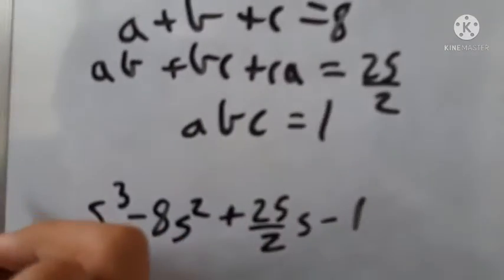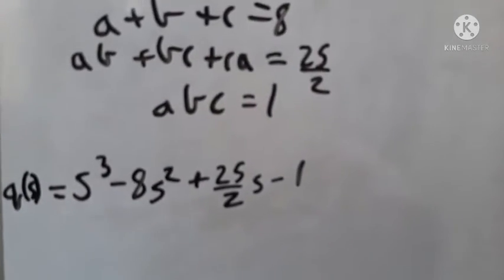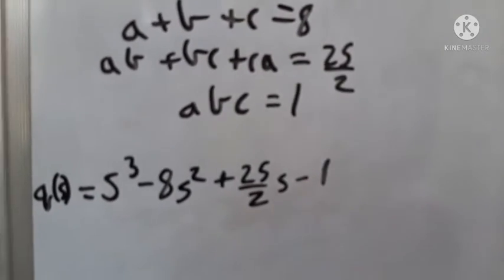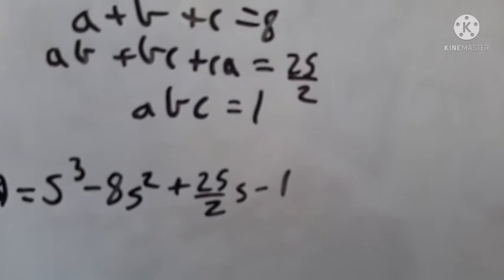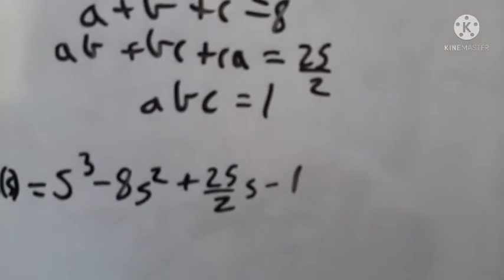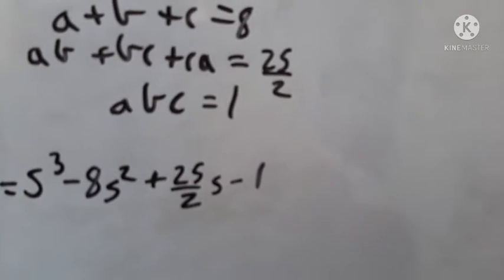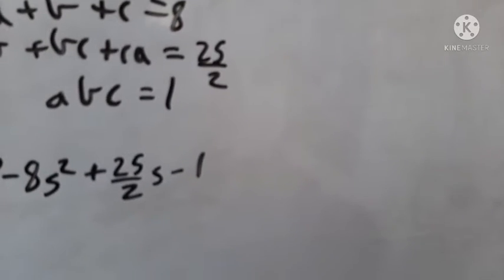Let's call this q of s. The polynomial q of s is that, and a, b, and c are the roots of this polynomial q of s. Okay, that makes sense. So, what do we do?